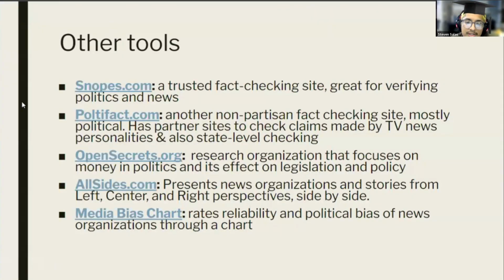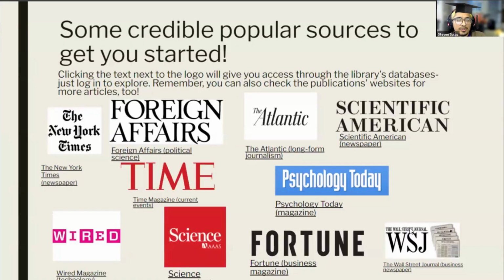OpenSecrets.org is a research organization that focuses on money and politics and its effects on legislation and policy. AllSides presents news organizations and stories from left, center, and right perspectives side by side. The Media Bias Chart rates reliability and political bias of news organizations through a chart. Some credible popular sources to get you started. Here are a few examples. You may want to look into it.